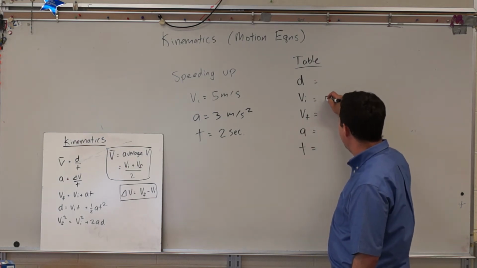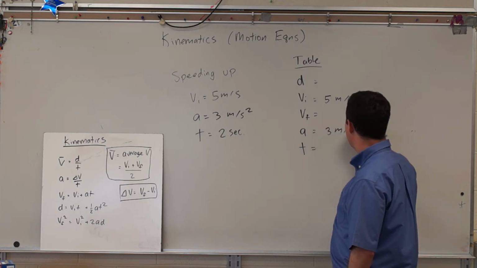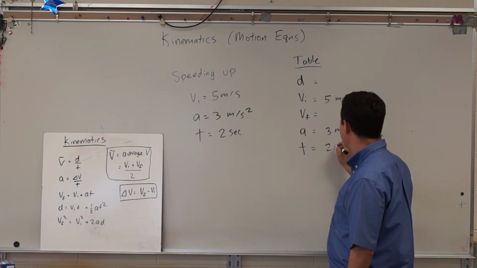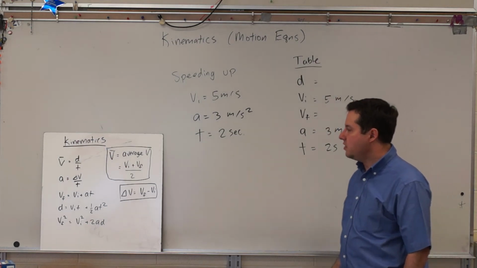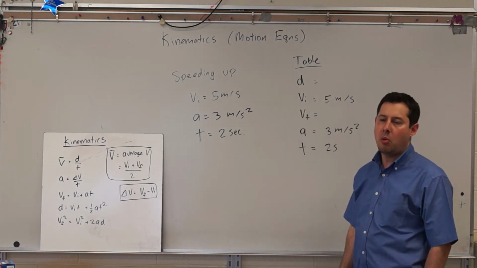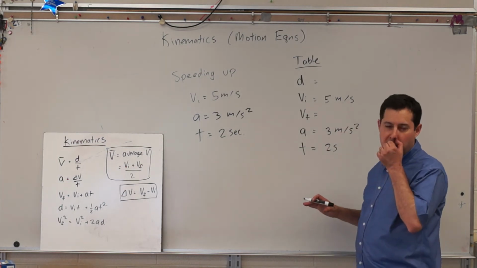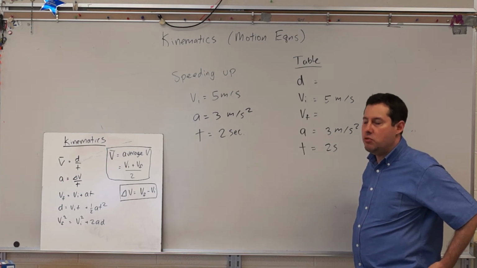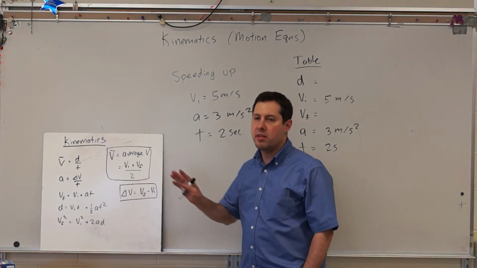Put in what we know. 5 meters per second. Acceleration is 3 meters per second squared. Time is 2 seconds. There are 2 variables we don't know. The benefit of these equations is that you should almost always be able to find an equation that has 3 variables that you know and the one that you do not, because each of these has 4 variables in it total. None of them have 5.